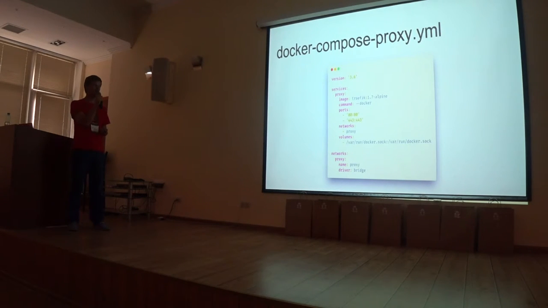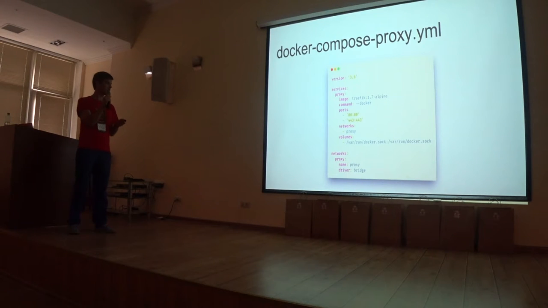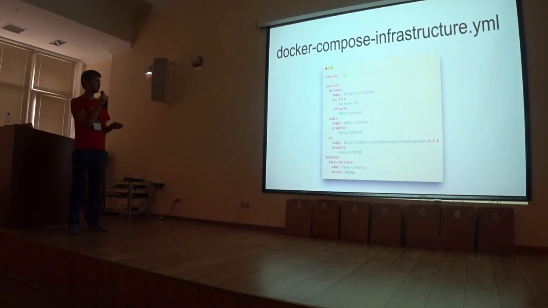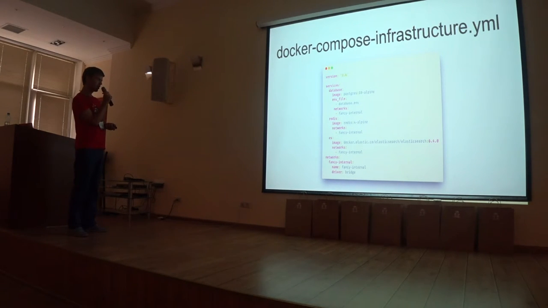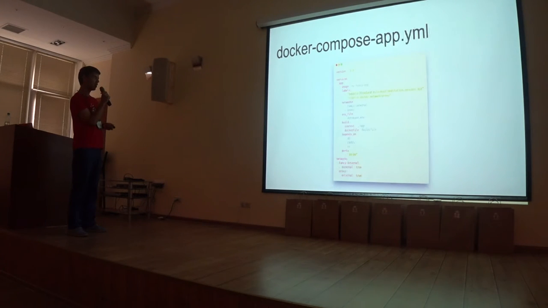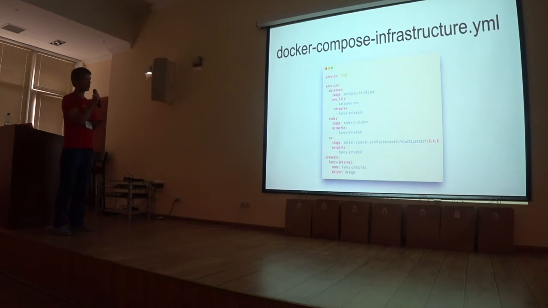I prefer to run Traefik in a separate Docker Compose setup. All I want to define is a separate network, as you can see here, to create a network called proxy. And later, there is some extra setup for infrastructure. I need to define a backend network, so it will get created when I run the whole thing.